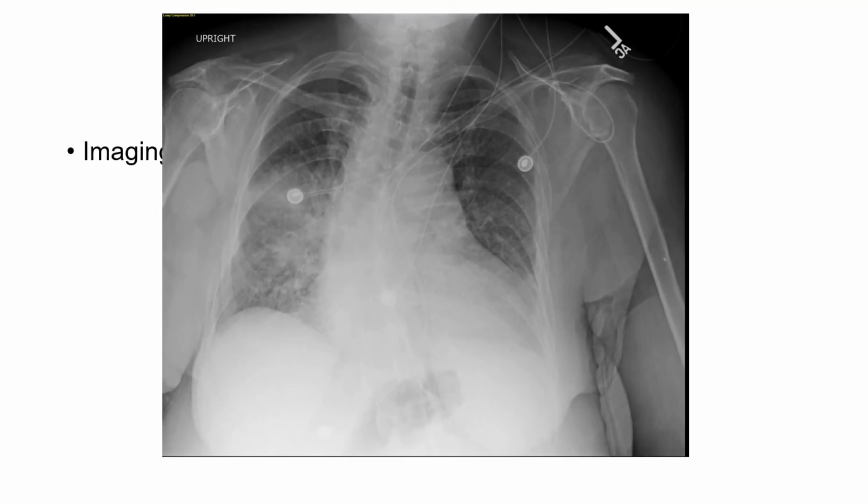We complete our imaging for the patient. We'll say the EKG was unremarkable. We do a bedside echocardiogram, which shows no tamponade and a normal ejection fraction. We complete a chest x-ray, which shows some right mid-lung pneumonia.